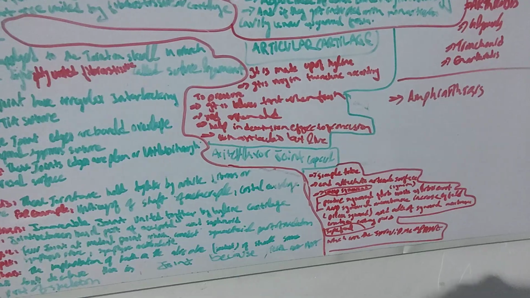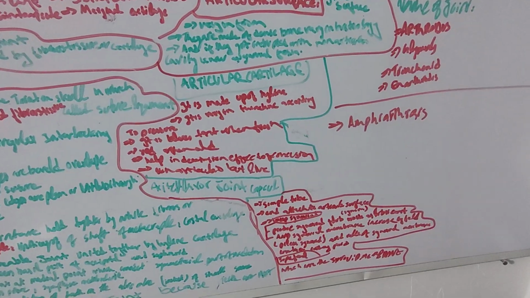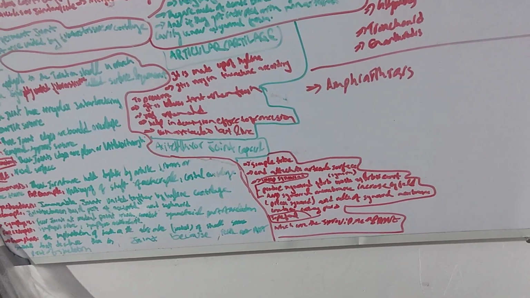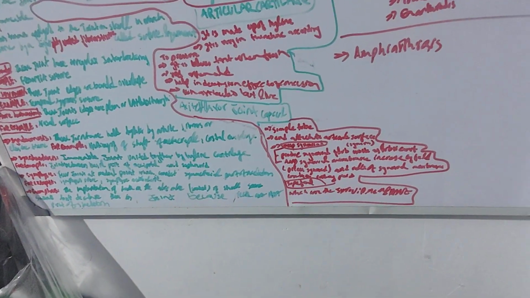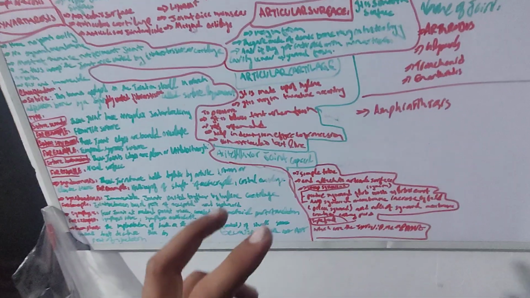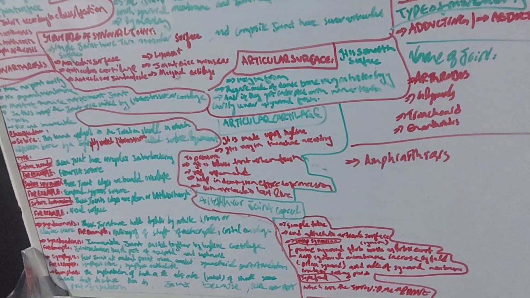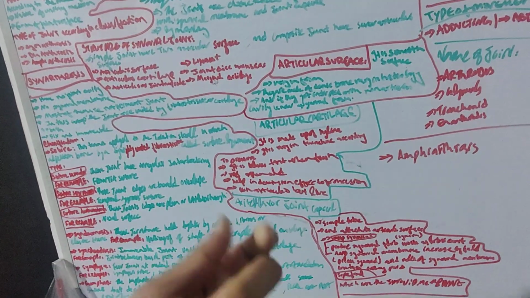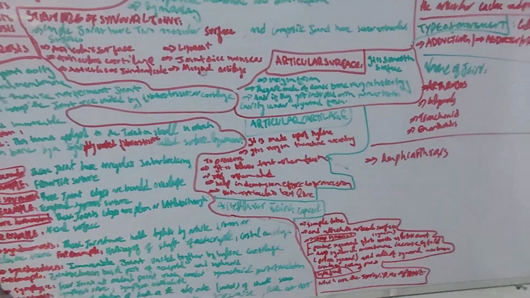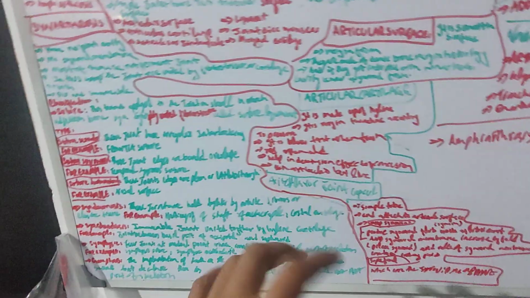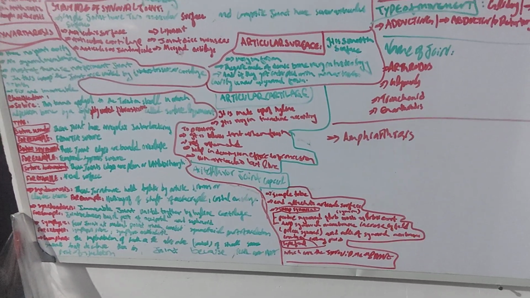Then the synovial membrane increases its area by folds called plica synovialis, and it has little projections called villi. These are microscopic in healthy joints, so you cannot see them, but they act as cushioning pads which help in the cushioning of the joint.